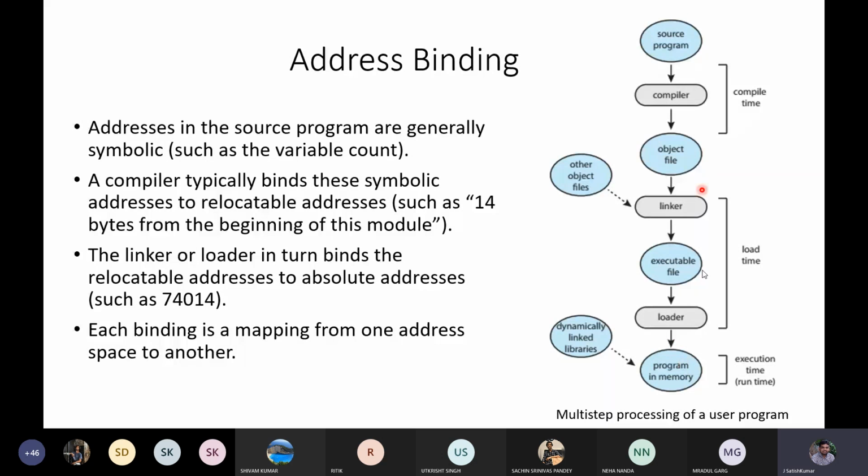Okay, so these are the typical steps. Now, whenever a source program is generated, there are some addresses associated with it. We need to allocate some address or some memory for that particular program, and we need to bind the address for that program. Addresses in the source program are generally symbolic, such as the variable count.